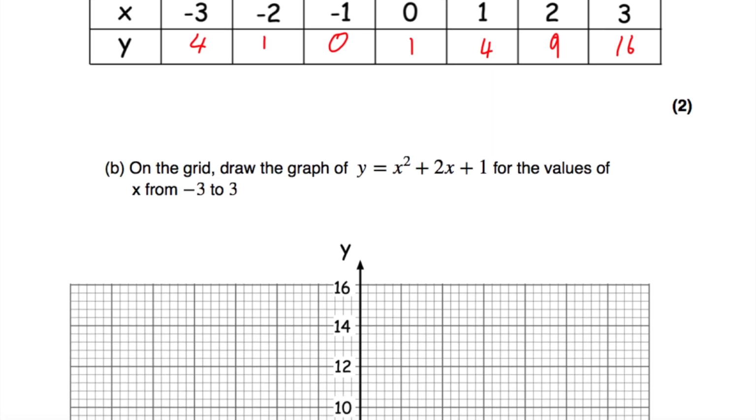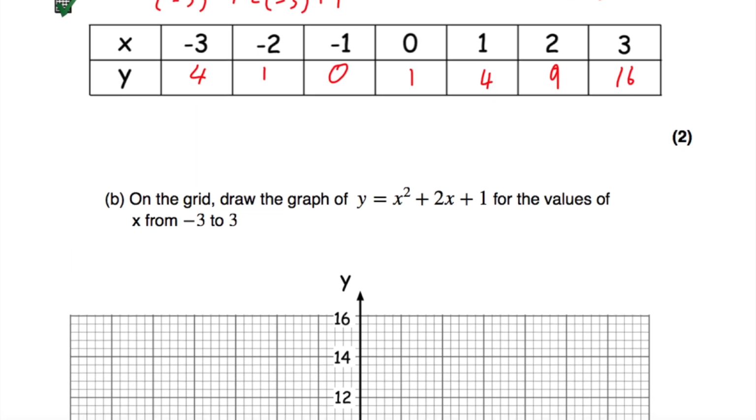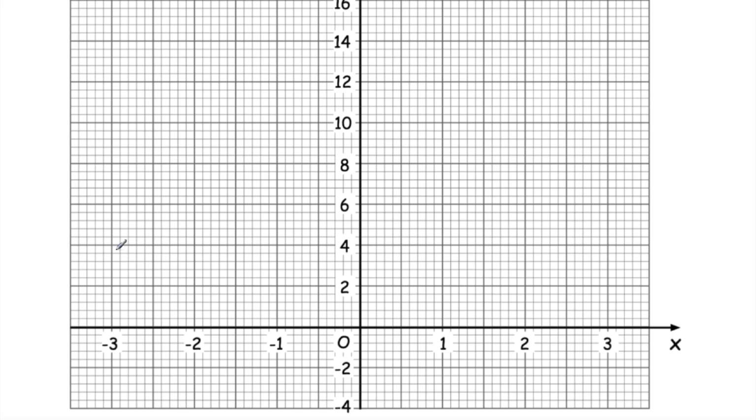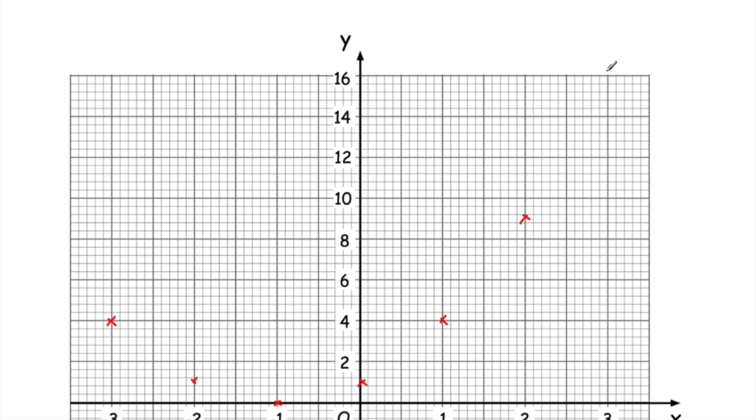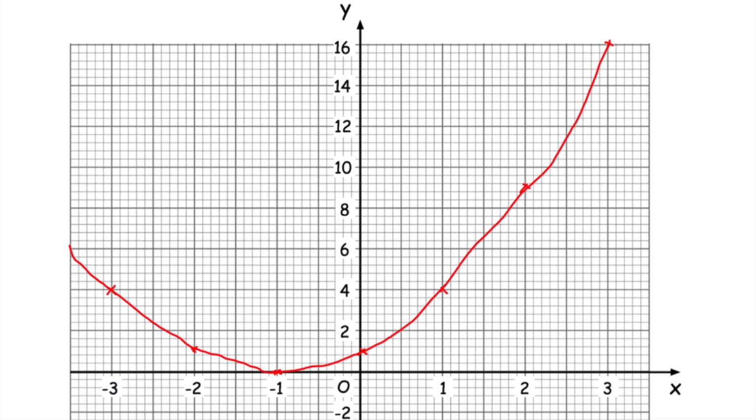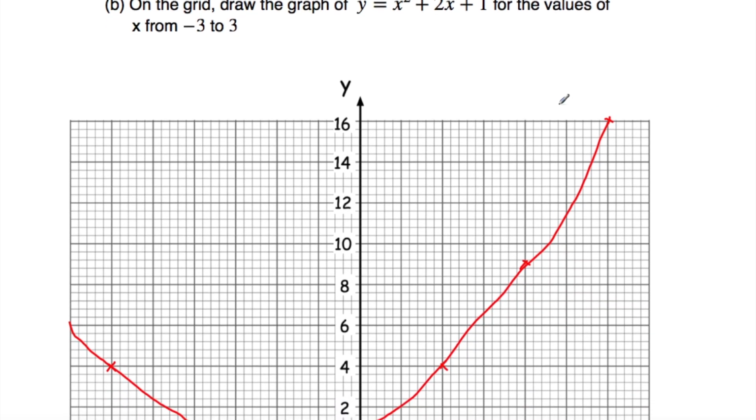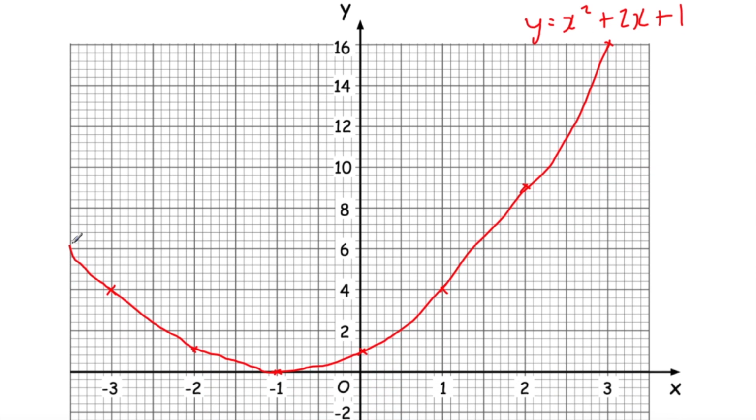Part B then says to draw the graph, so we need to plot these points. So -3, 4 would be there. -2, 1 would be there. -1, 0 is there. 0, 1 would be there. 1, 4 would be there. 2, 9 would be here, and finally 3, 16 would be up there. So we've plotted our points, now we just need to draw a curve through them. So let's do that. And that's our graph. So we've drawn the graph of y equals x squared plus 2x plus 1. And we've drawn it for values of x from -3 to 3. And actually we've gone a little bit further, but that's okay.